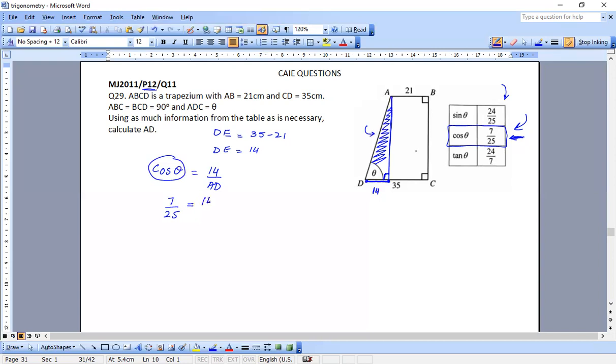So 7 upon 25 equals 14 upon AD. Now I can solve and find out the value of AD. I am moving AD to that side. Let's say cross multiply. 7 times AD is equal to 14 times 25. At the same time, I can move this 7 over here. I could have done it in one step, but just to make it simpler to understand, I am performing the additional step. This was 14. I can cancel 7 with 14. I'll be left with 2. And I multiply 2 with 25. This is going to be 50 centimeters.